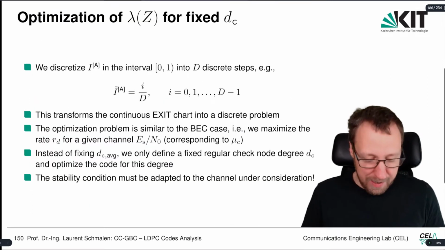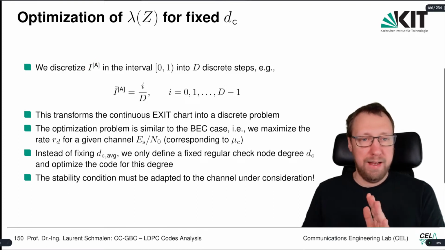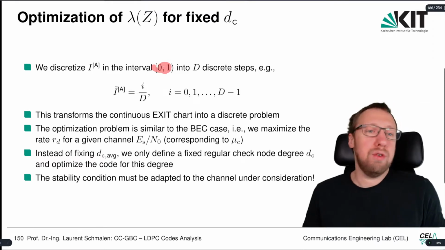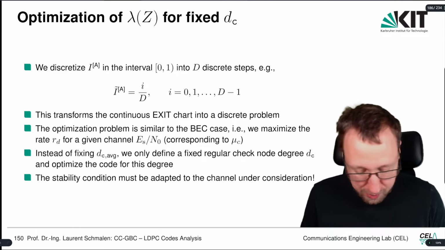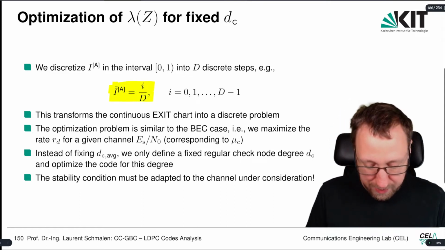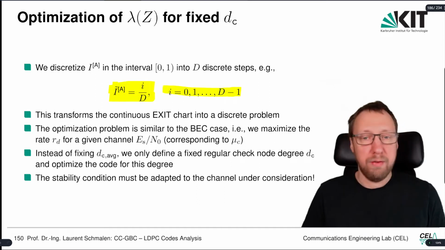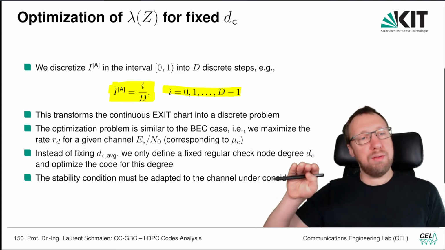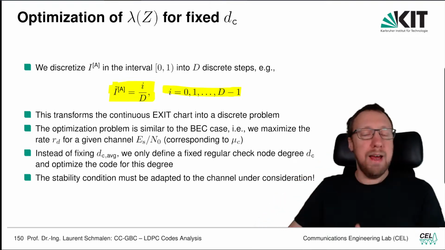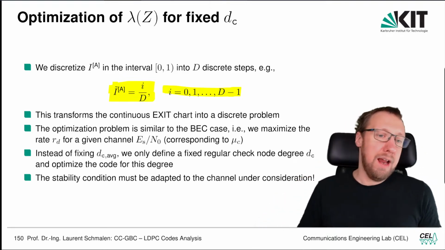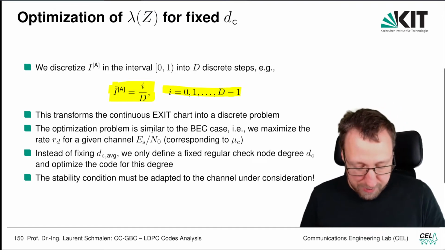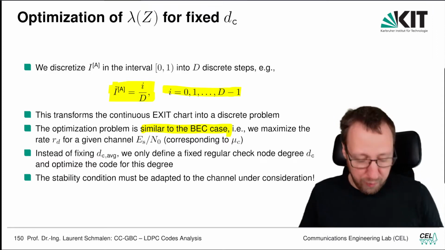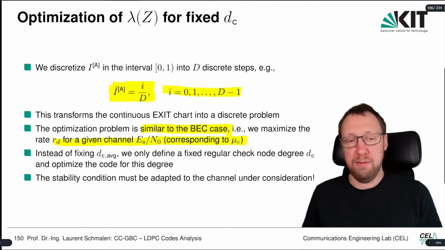So we discretize IA, both IAV and IAC, we just call it IA, in the interval 0 to 1, 1 excluded, into, again, capital D steps. So we set IA tilde to be i divided by D, and i going from 0 to D minus 1. So we transform this continuous EXIT chart problem of the two curves not intersecting into a discrete problem. And essentially, the optimization problem is very similar to the BEC case. We would like to find the largest possible rate for a given signal to noise ratio, given mu c.